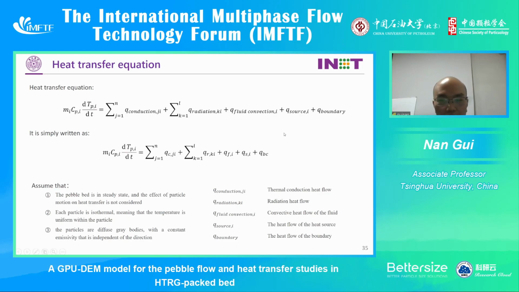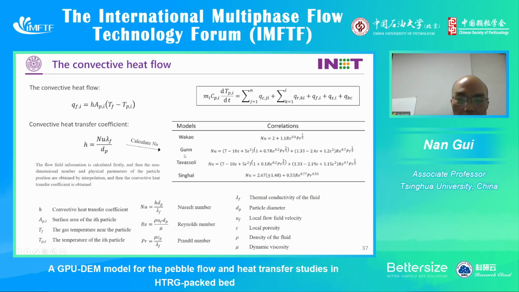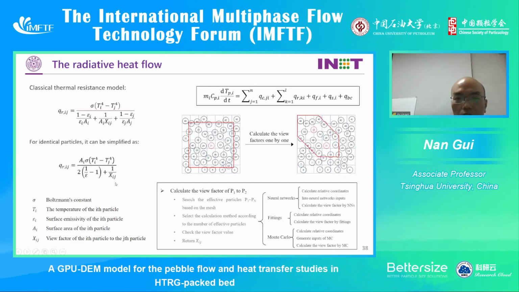So we solve these equations by using an effective conductive coefficient and a simple model, and also use different kinds of Nusselt number correlations to model the convective heat transfer coefficient. And for particle radiation, the key point is to calculate the view factor between each particle. Actually, there are three kinds of approaches to calculate the view factor.